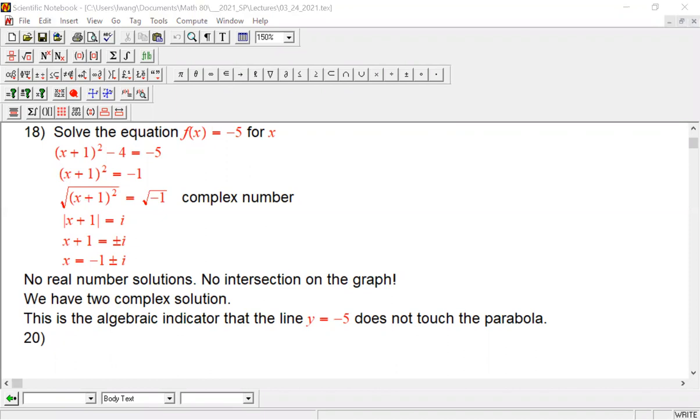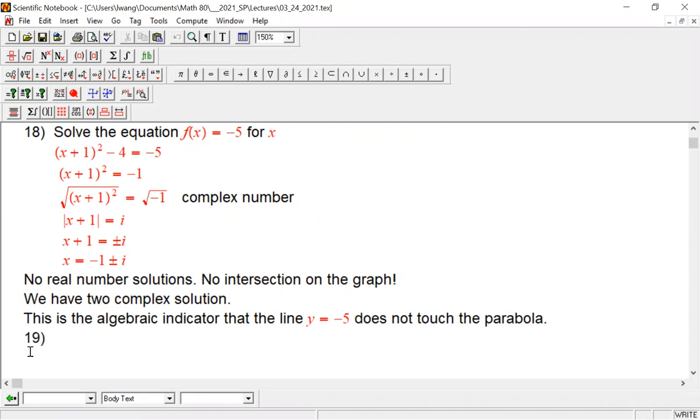Okay, we have lots of questions. I think today we're going to finish and do some more. Okay, number 20. Wait, number 19. Sorry, number 19. What does it mean?